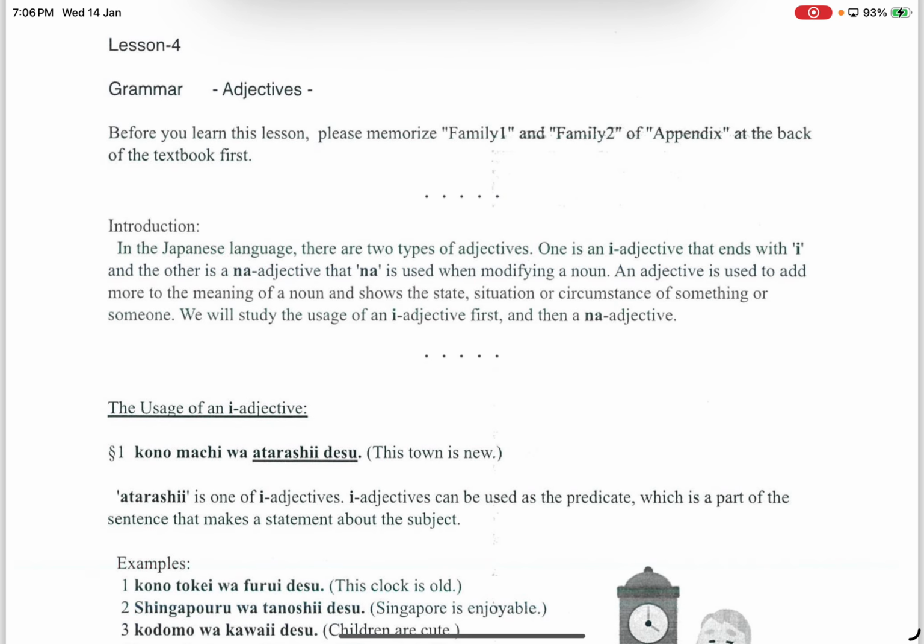Okay, lesson 4, let's do a recap. We just do a recap on lesson 4. So in lesson 4, we actually learn adjectives. Adjectives are words that describe nouns. So what are nouns? Nouns are your name, my name, Tampines, Singapore, anything that has a name.